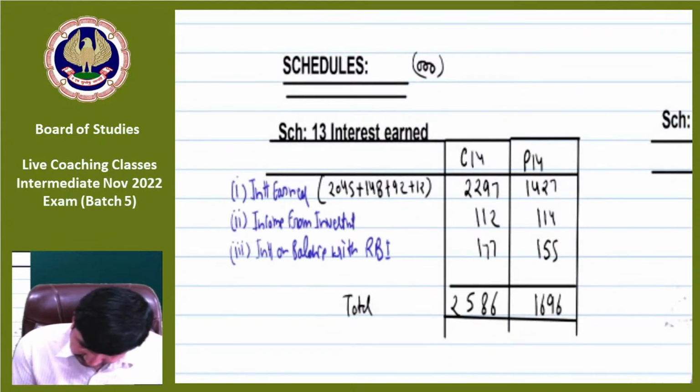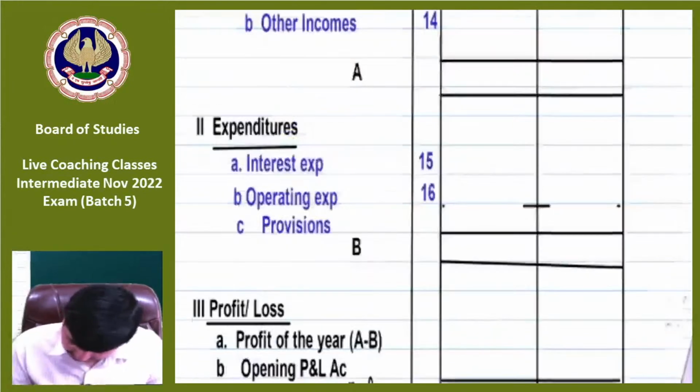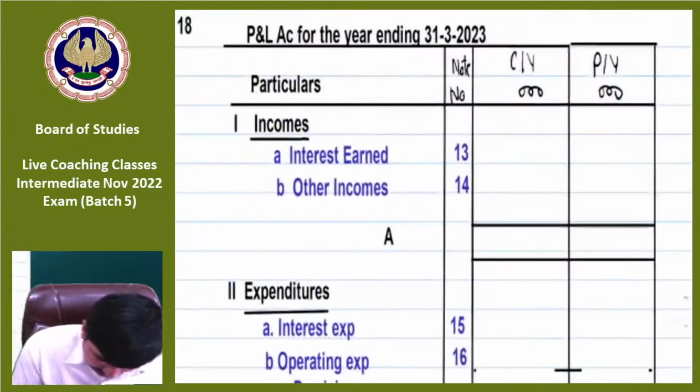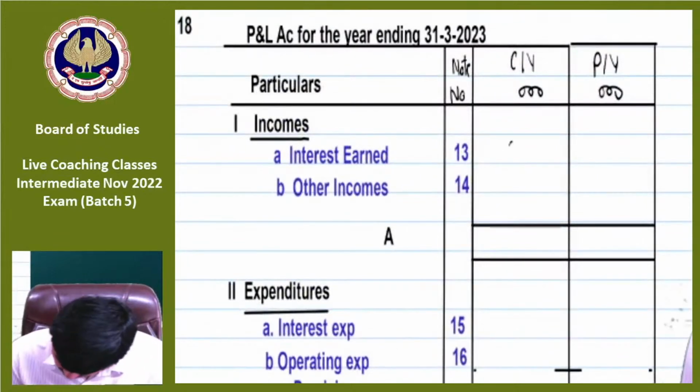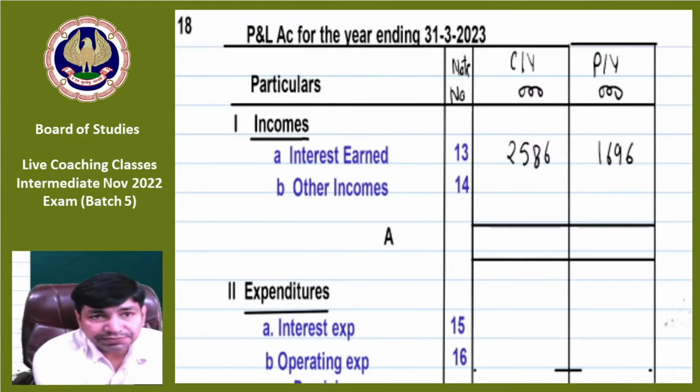We are putting these figures into the main statement from the schedule. 2586 and then 1696. Okay, beta. Next one.